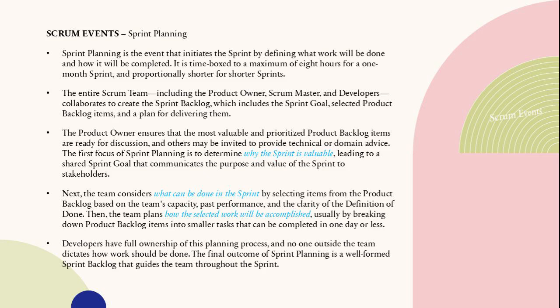The team answers 3 questions. Why is this sprint valuable? It defines the sprint goal. What can be done? It selects items based on capacity and the DoD. How will it be done? It breaks items into tasks. Developers fully own the plan, resulting in a clear sprint backlog to guide the work.